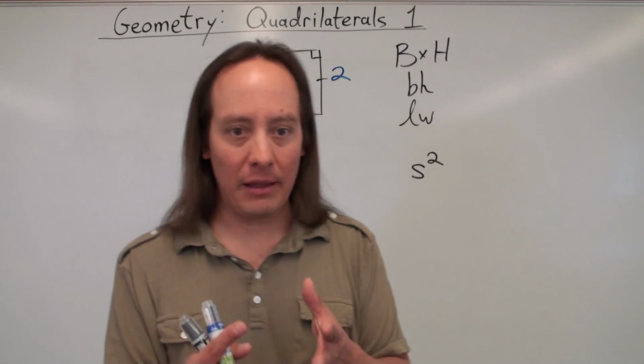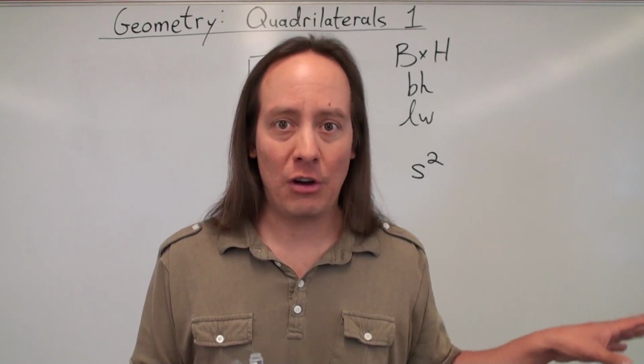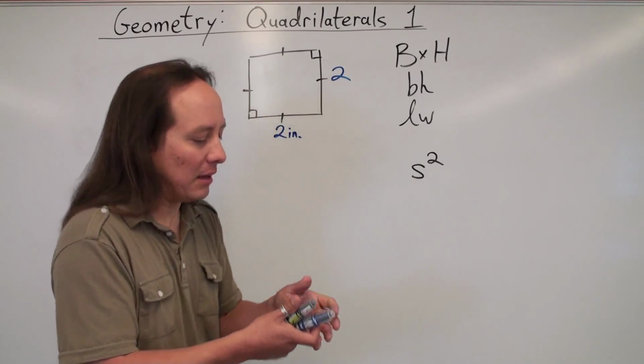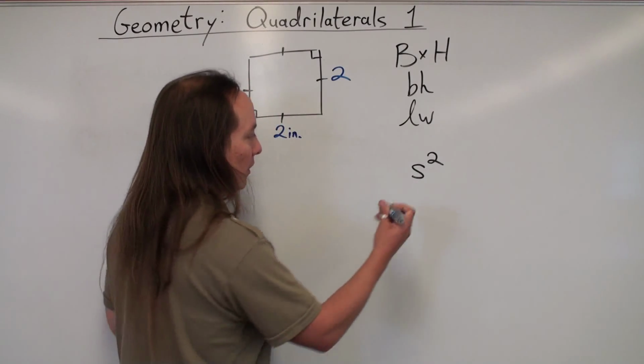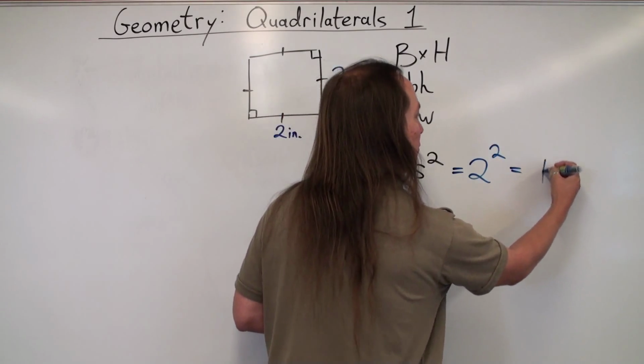So I'd prefer to use one formula for 3 shapes instead of 3 formulas for 3 shapes. I like to simplify things. I can use the base times height across the board. Well, except for the trapezoid, but we'll get to that. So you see what I'm saying? And the reason why they say this is because, well, if the side measures 2, then it would be 2 squared. And 2 squared is equal to 4.